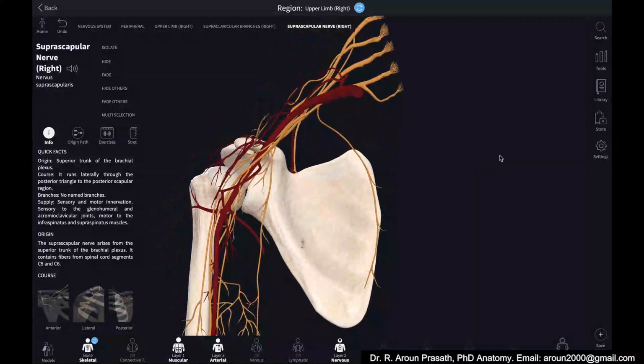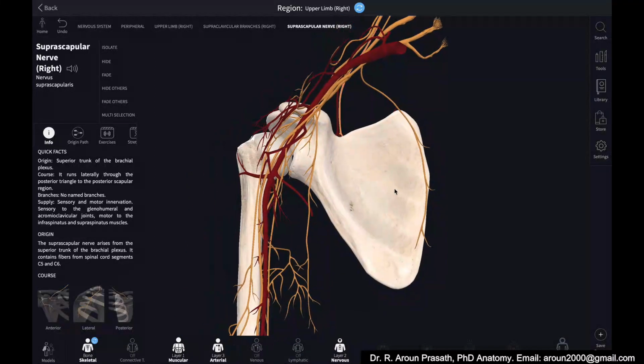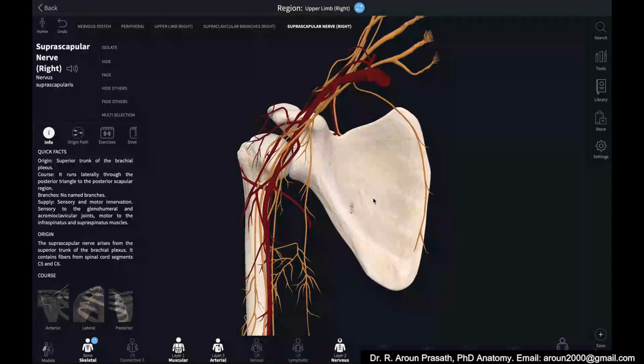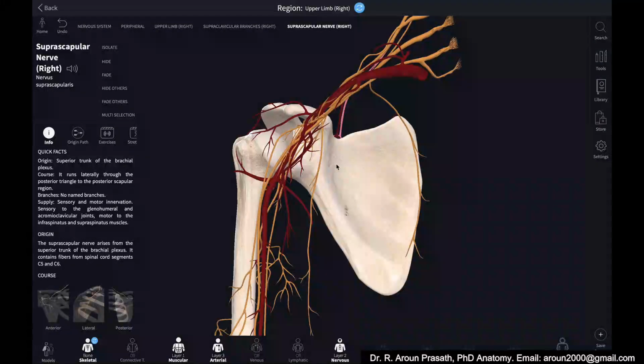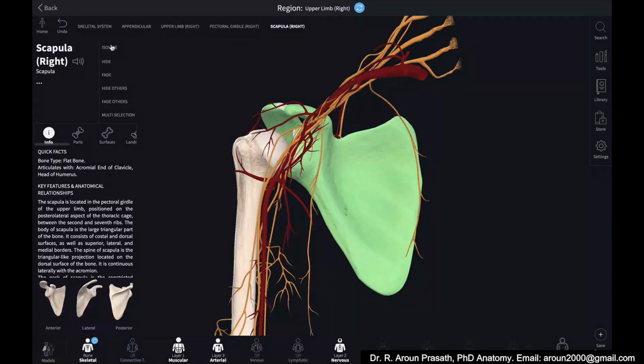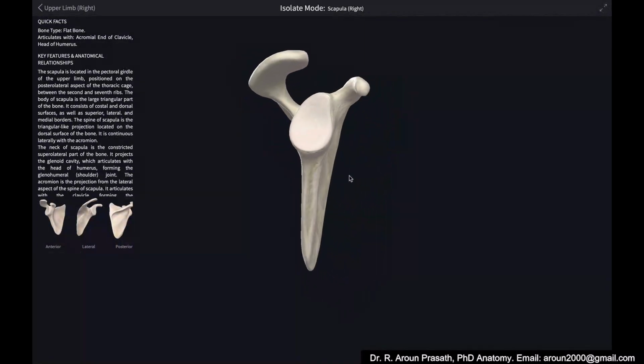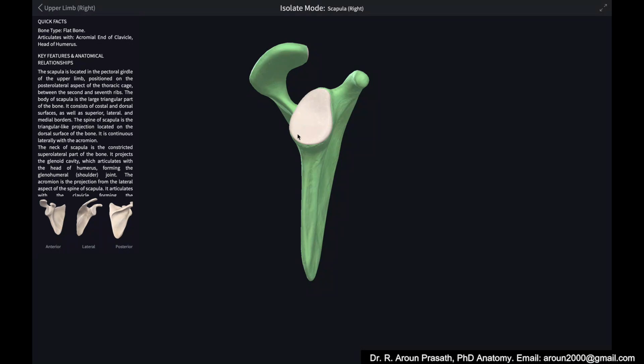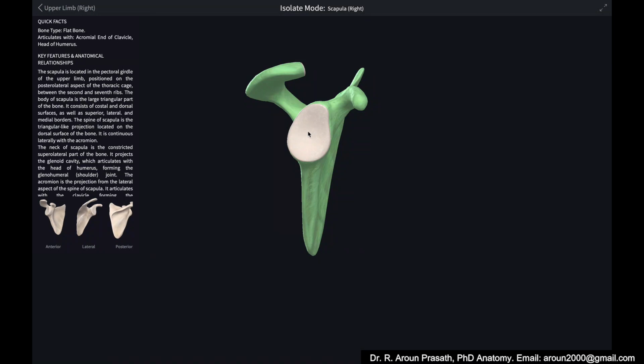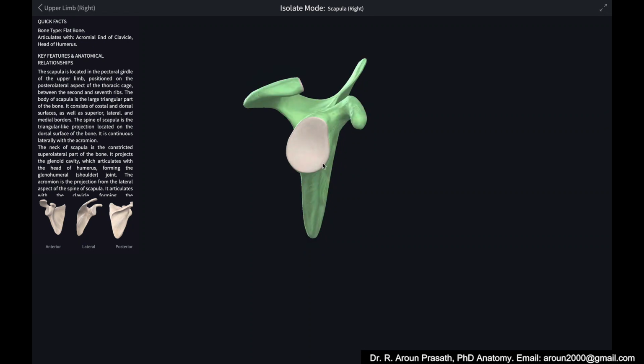Okay, coming to anatomical position, this is anatomical position. When you look at the lateral aspect of the scapula, this pit is called the glenoid cavity or glenoid fossa. The border of the glenoid fossa is called the glenoid labrum, where you have thick articular hyaline cartilage.